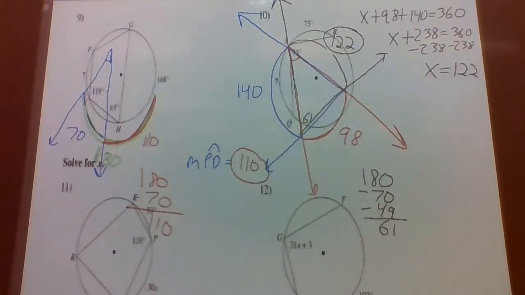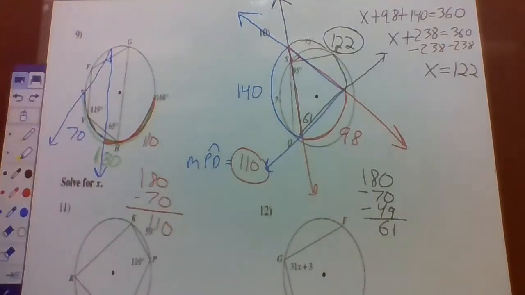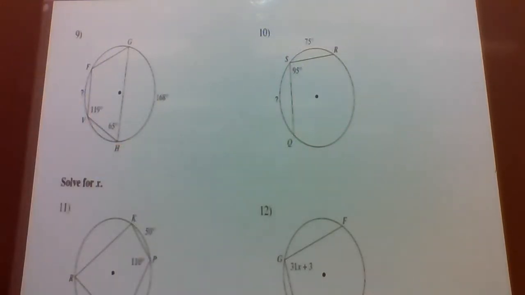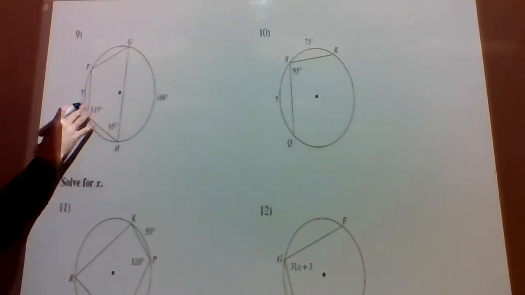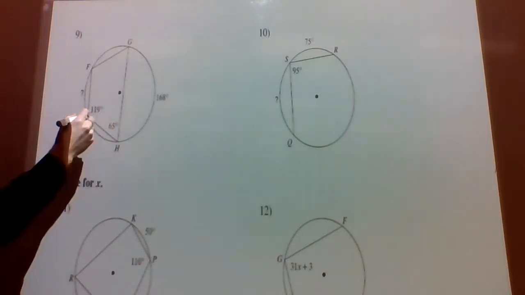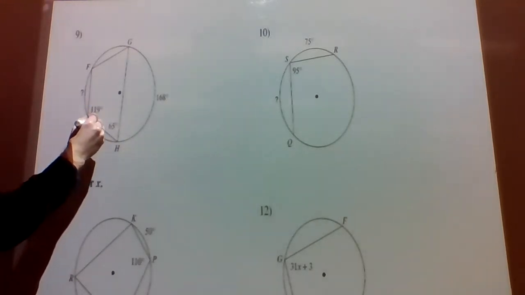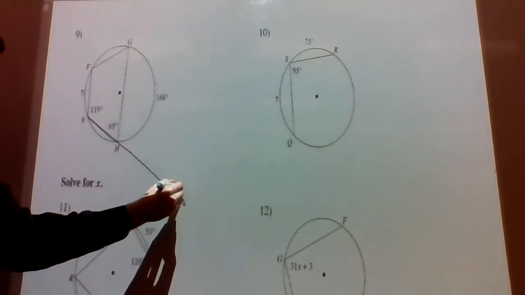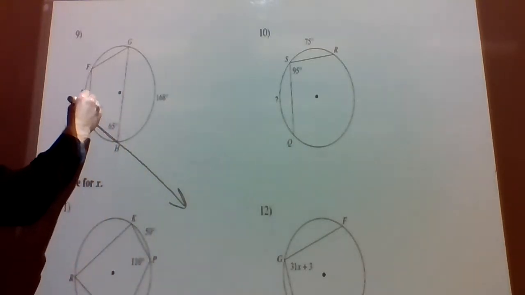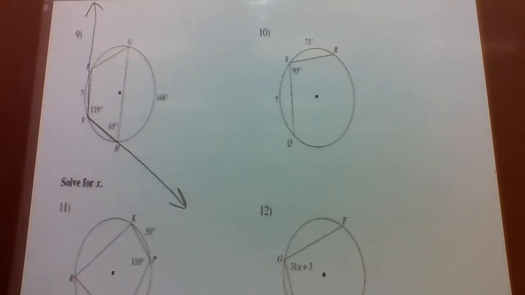Numbers 9 and 10. So 9, a little challenging, I think, but let's work through it. Okay, number 9. So here's our angle. Let's start here. So let's look at angle V. Okay, here's angle V.